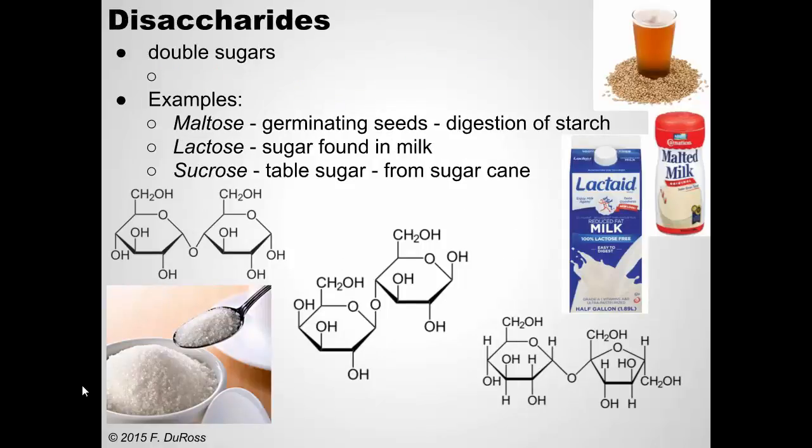Another sugar, lactose, which you probably have heard of. Why have you heard of it? It's in milk, and so sometimes you may hear people are lactose intolerant. What does that mean?